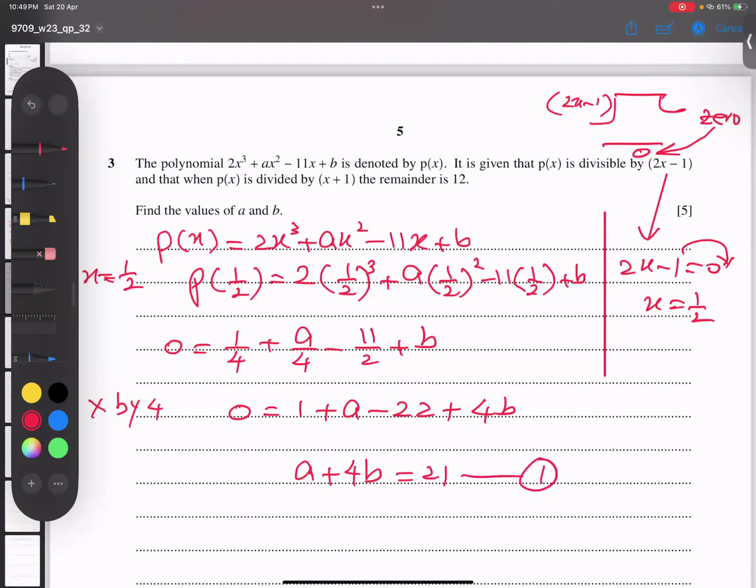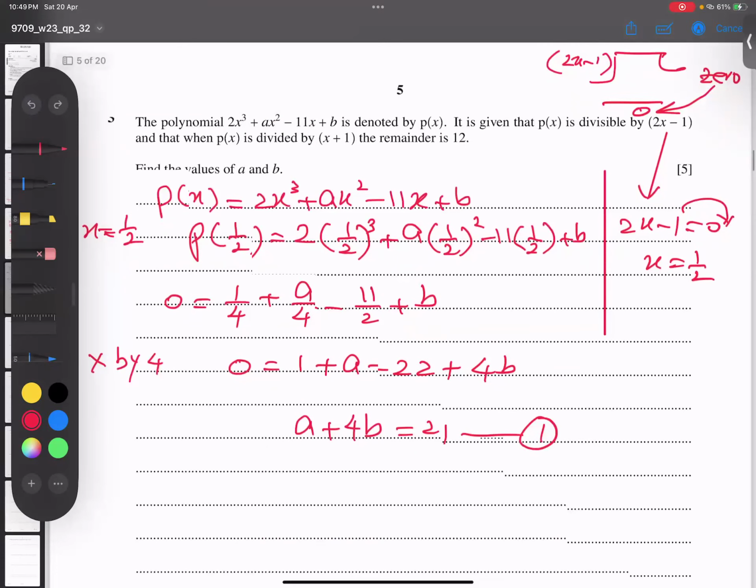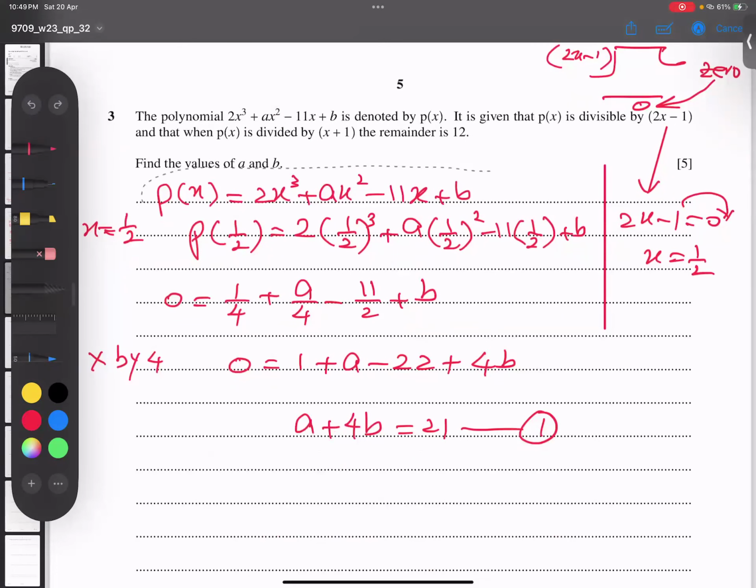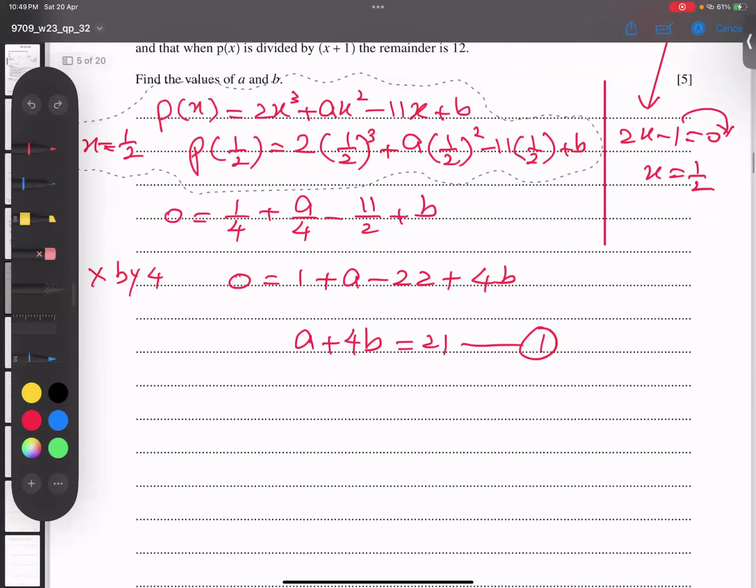Equation 1 done. And now, students, we will go for the second. He said when divided by x plus 1, the remainder is 12. So I will copy this equation once again. It is better to copy the whole equation. I will copy the whole thing to save my time. So I copy the whole thing and I'm pasting here.